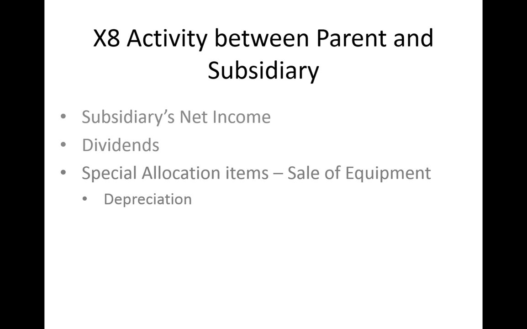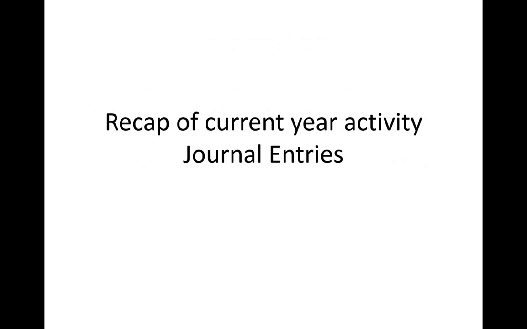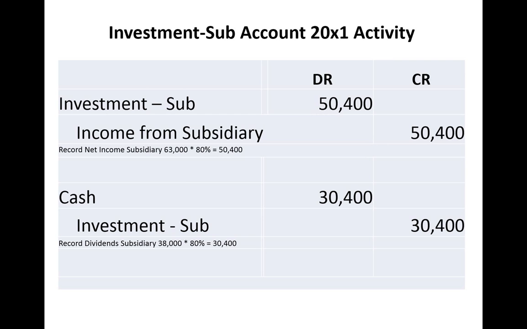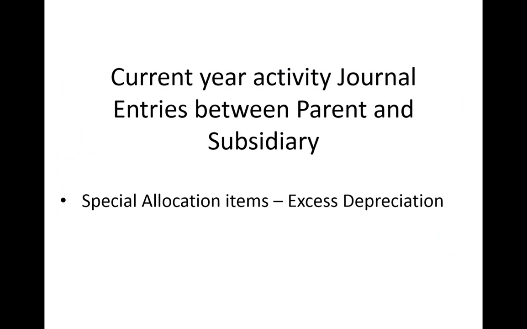The X8 activity has all of the normal items that we've got: the sub's net income, dividends, and then as you can see, in X8, or the second year, we don't have any unrealized gain or loss to deal with, but this excess depreciation that existed in X7 will continue to carry forward for a while. Here's the information. Here's the net income and dividend entry. Let's look at the special allocation.